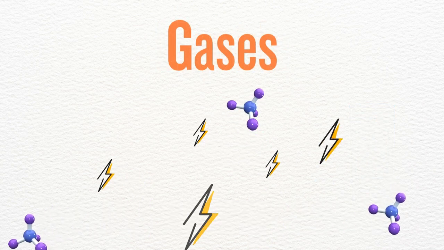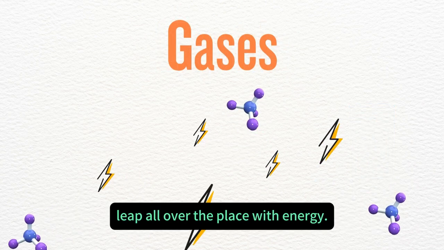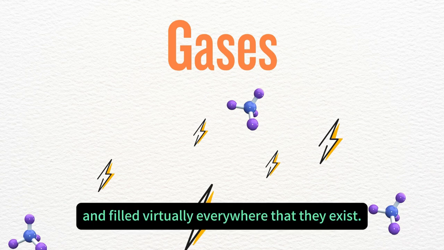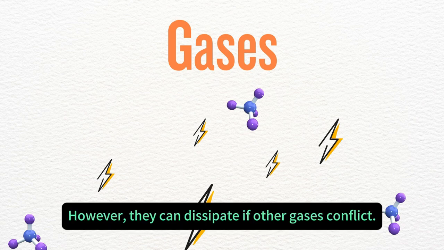Third, gases. Gases are incredibly spaced out atoms that leap all over the place with energy. They have high energy levels and movement, and fill virtually everywhere that they exist. However, they can dissipate if other gases conflict.